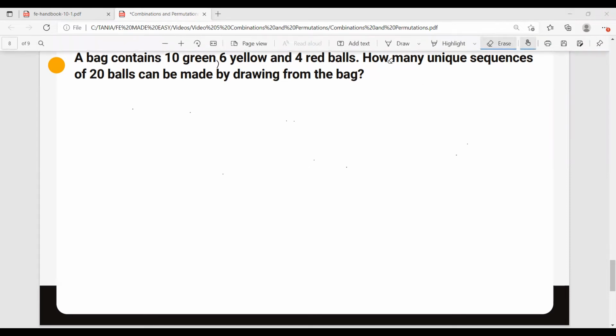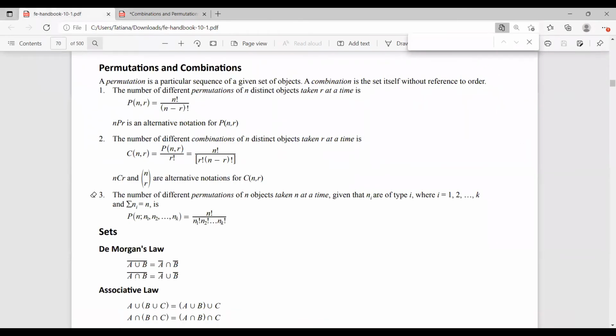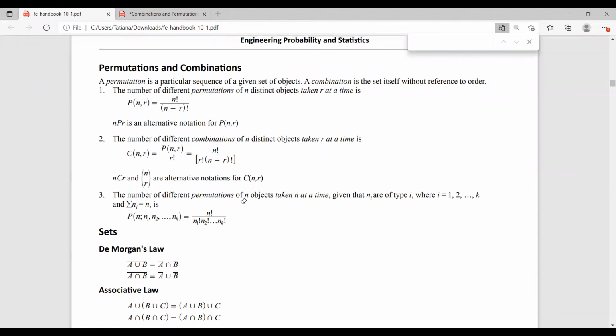Now, let's see. I would like to go to the FE Reference Handbook and show you these are all the formulas that are provided to you during the exam. This is the permutation formula, combinations, and then this is the third formula that we are going to use in this problem, which is the number of different permutations of n objects taken n at a time.